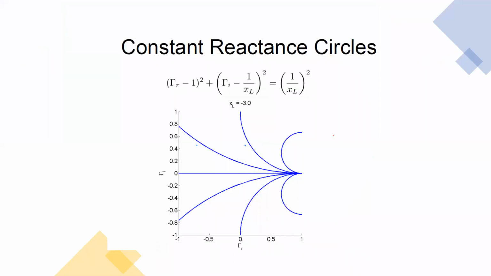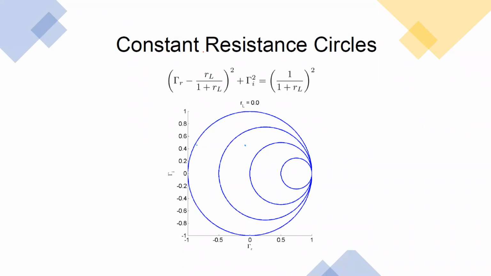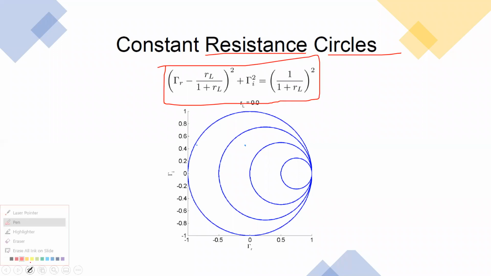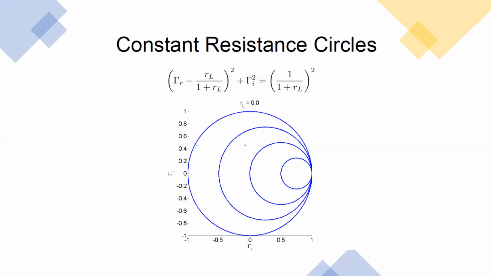So now the first thing we can do is the constant resistance circles. It is basically obtained by this equation. Now I'll not go into the depth of those equations. Here we can see that there are a few circles on the chart. If I start from this point and keep on drawing these circles, I'll be able to obtain these circles. These circles represent the constant resistance circles.